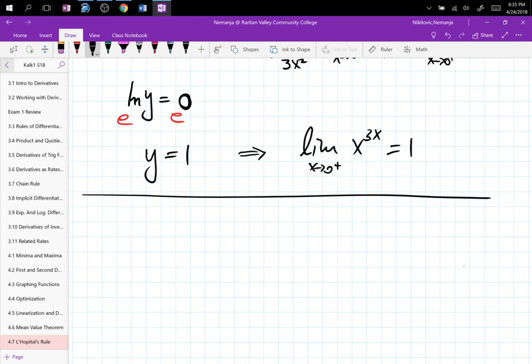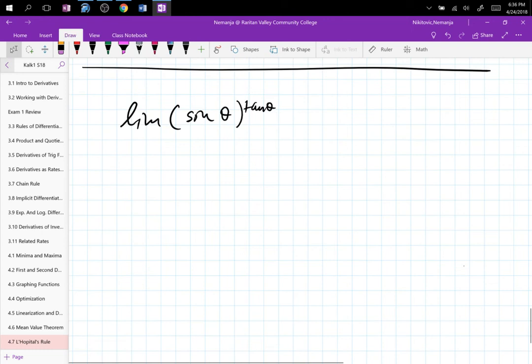Let's do another example. Limit of sine theta raised to the tangent theta. Same steps. Oh, that goes to 0. X goes to 0.